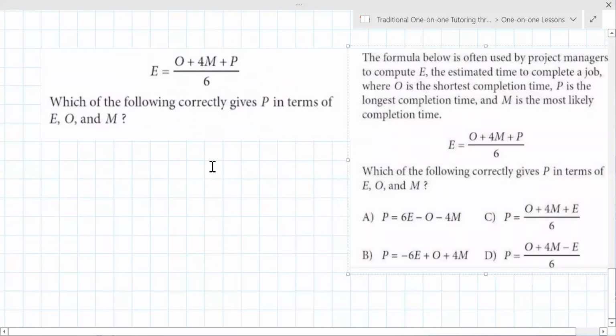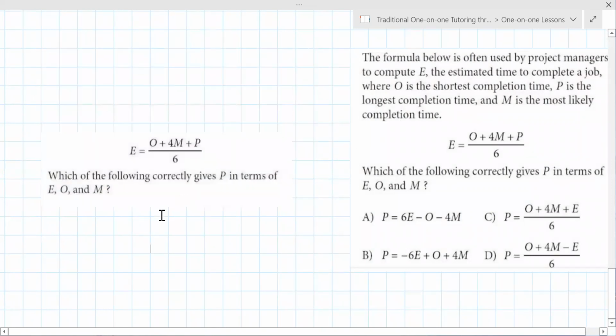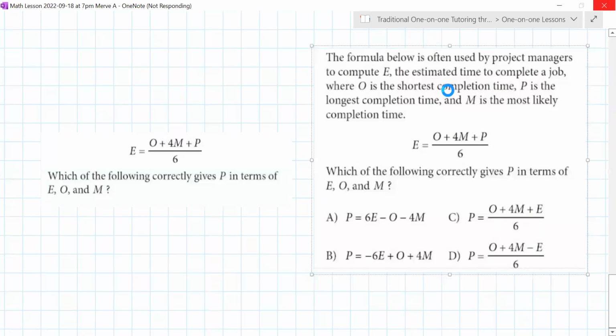Okay, so P is longest completion, M is most likely. Which of the following correctly use P? Hold on. So what are you asking? Well, I'm trying to draw your attention to all these other words up here. Do they matter? I mean, not really.